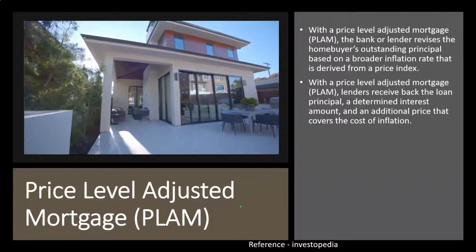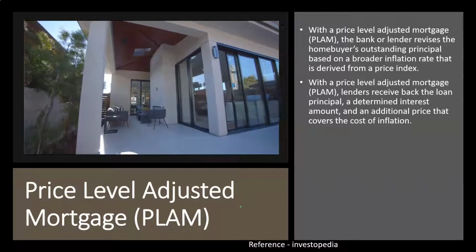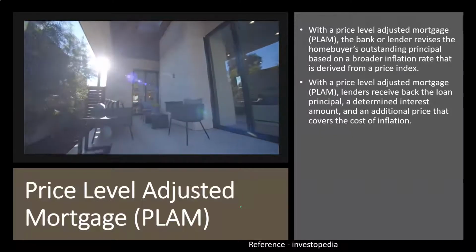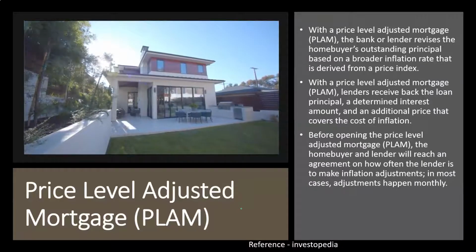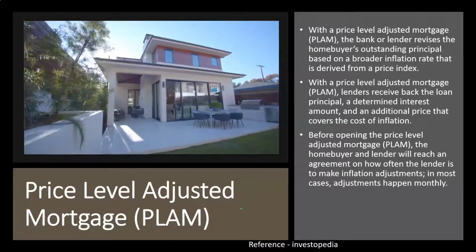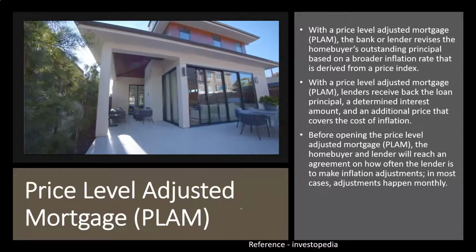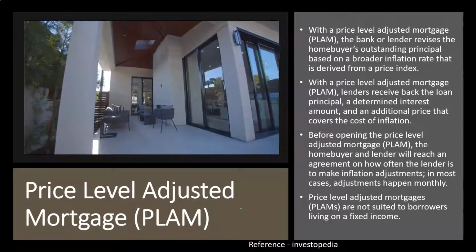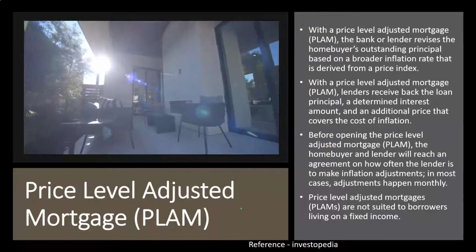With a price level adjusted mortgage, or PLAM, lenders receive back the loan principal, a determined interest amount, and an additional price that covers the cost of inflation. Before opening the PLAM, the home buyer and lender will reach an agreement on how often the lender is to make inflation adjustments. In most cases, adjustments happen monthly. PLAMs are not suited for borrowers living on fixed income.